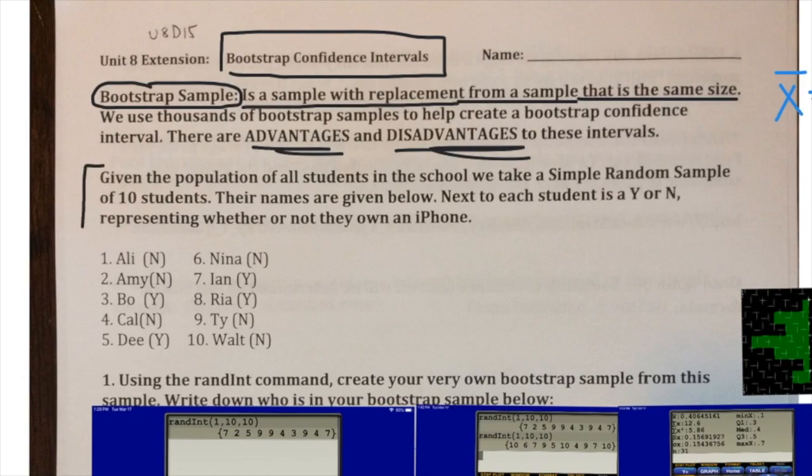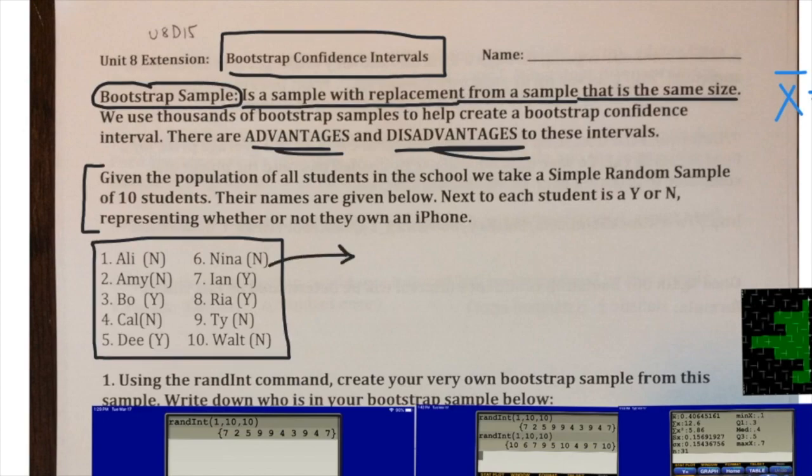In these directions, it says that we're given a population of all students in the school, and we're trying to figure out what percentage of the students in the entire school own an iPhone in particular. To get an idea, we take a very small sample of only 10 students. We randomly select them from the student body, and the N's represent no, they did not own an iPhone, and the Y's mean yes, they owned an iPhone. So this was our original sample, and from that sample we're going to take bootstrap samples.